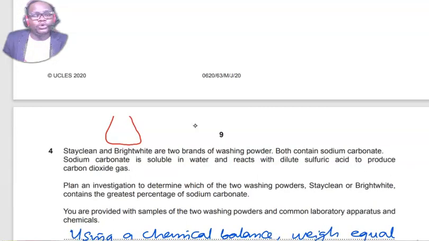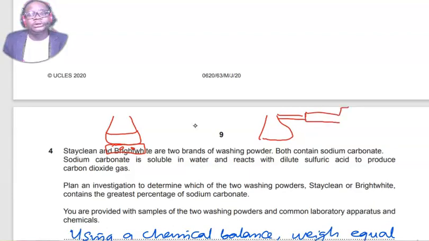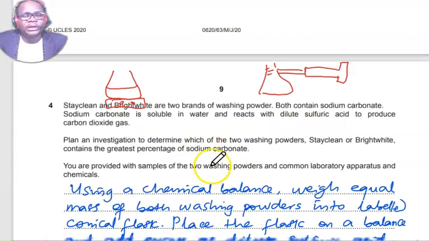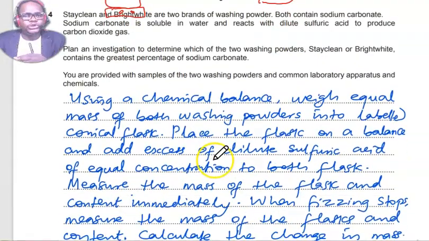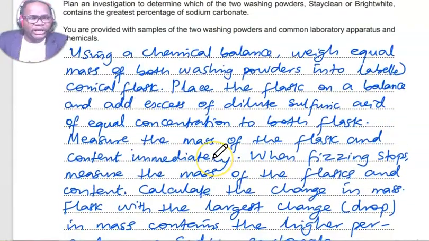So basically, to measure this rate of reaction using loss in mass, I need to get my conical flask and put it on the chemical balance, so I can measure the loss in mass as the reaction is taking place. Or I can decide to let the reaction take place in a flask and collect the gas in a gas syringe. That could be another method. The one that produces more gas contains more sodium carbonate.